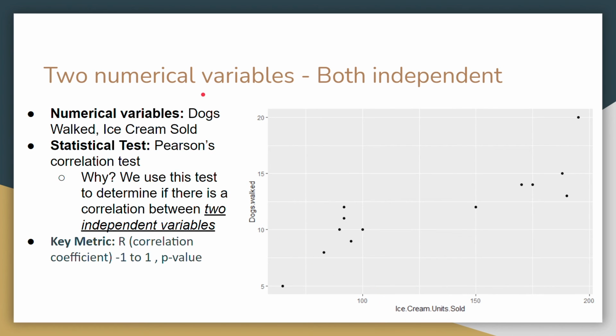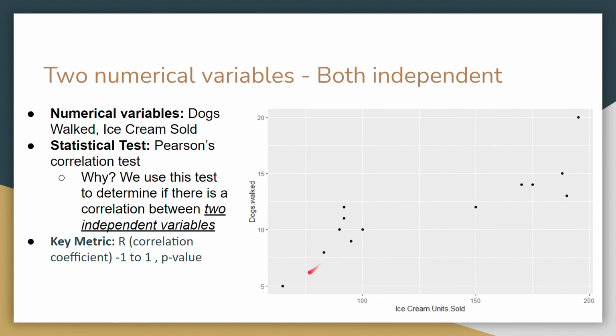In this case, on the x-axis we have ice cream units sold, and on the y-axis we have dogs walked. The one unique thing about this is that since they are both independent variables, you can swap the x and y-axis variables, and they will give you the same results, and you would interpret them the same. Because in this case, we would only use a correlation test. We would use the Pearson's correlation test. And this is because we just want to see if there's a correlation between two independent events.